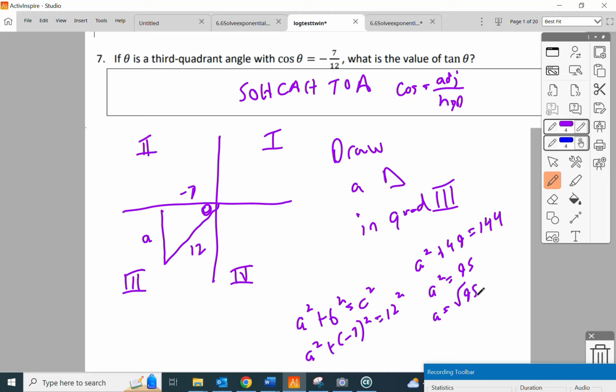Root 95 does not simplify. Root 95 is 5 times 19. Its only factors are primes. So anyways, this is now root 95. Direction is important. It is falling, so it's negative. So the tangent of this angle has to be opposite over adjacent. Opposite is a negative root 95. Adjacent is a -7. It ends up being positive root 95 over 7. Ta-da!